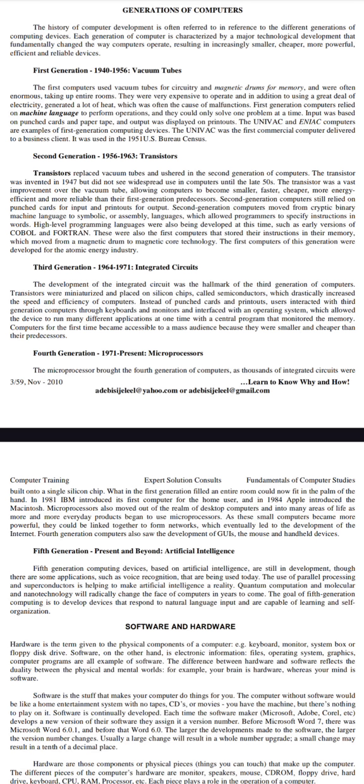Second generation. Transistors replaced vacuum tubes and ushered in the second generation of computers. The transistor was invented in 1947 but did not see widespread use in computers until the late 1950s.